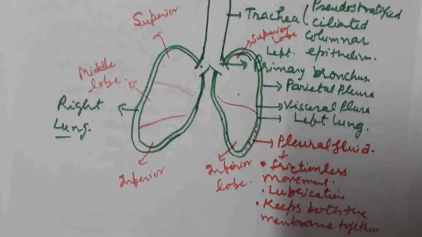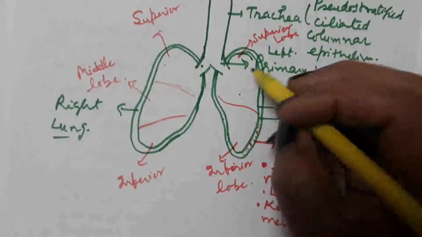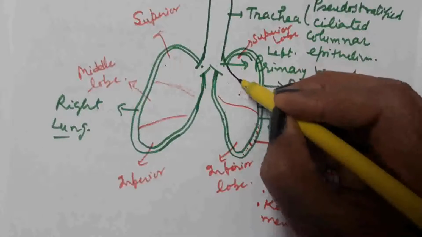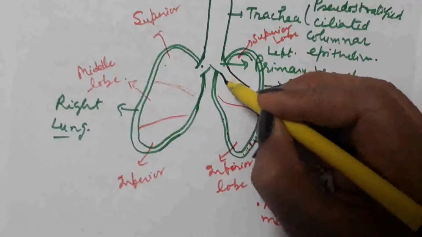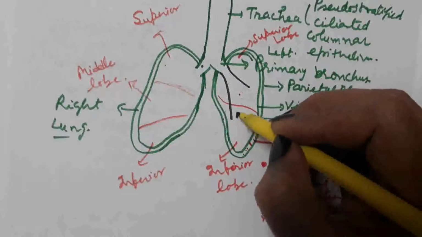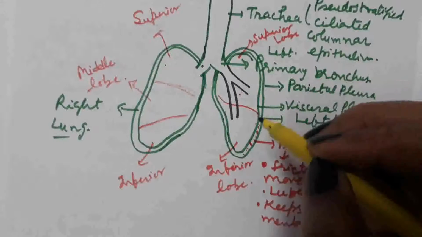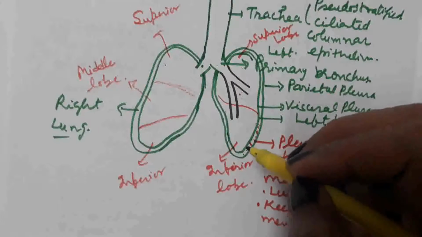Several branching patterns we can see inside the lungs. So primary bronchus in case of left lung is divided into two secondary bronchus because two lobes are present here. So these are the secondary bronchus.